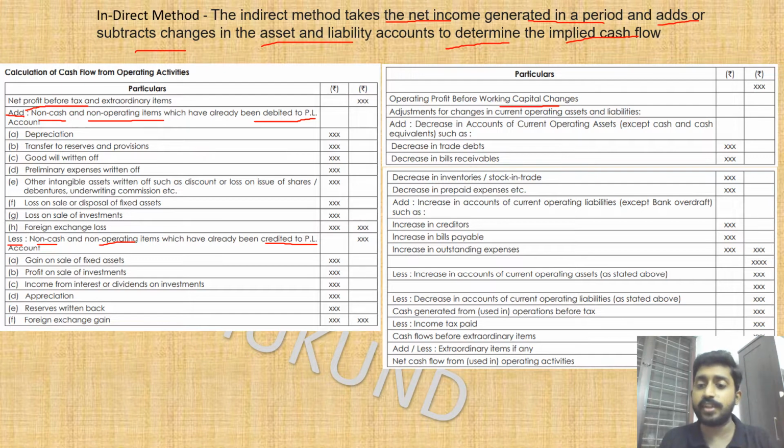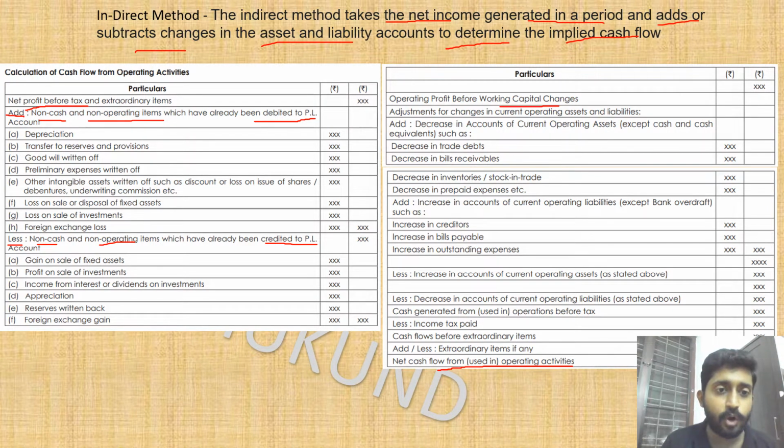What are the current assets? Cash and cash equivalents, stock, inventory, debtors, all those things are current assets. What is a current liability? Creditors are a current liability. So the adjustment for working capital will come at that stage, and after the adjustment of working capital you can find the cash flow that is generated or used from the operational activity, that is the output.